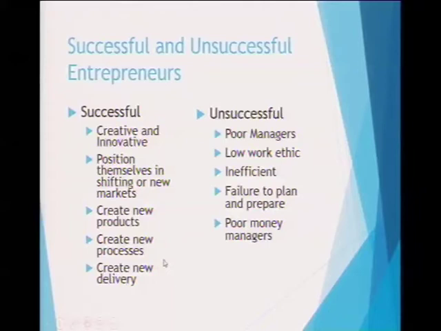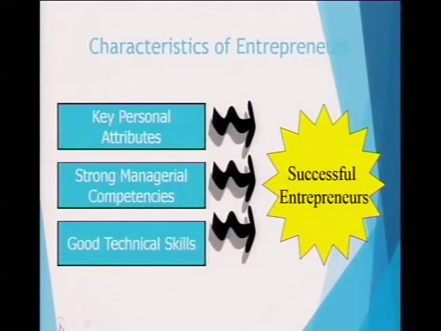Now, successful and unsuccessful entrepreneurs. Which type of entrepreneurs are successful and which ones are unsuccessful? The successful ones are those who are very creative, very innovative, who position themselves in shifting or new markets. Those who create new products, new processes, new delivery methods. They are always thinking, they are innovative, they are creative. The unsuccessful ones are those who are poor managers, who have low work ethics, who are inefficient, who are unable to plan, and who cannot manage their resources very well. Those tend to fail. Okay?